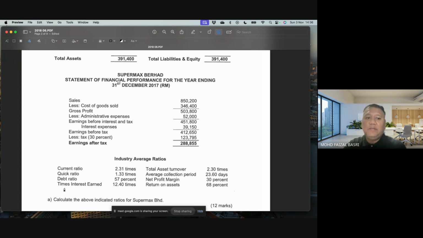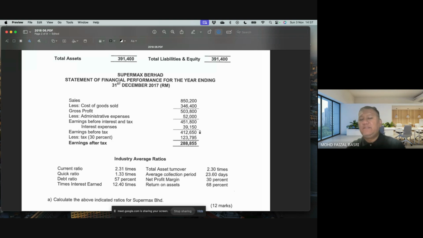So, technically, when we want to calculate times interest earned, sepatutnya information dua ni will be concurrent lah, maknanya after one information, then the next information ada dekat bawah, kat sini. Unless some question dia tak bagi interest, dia terus bagi EBT contohnya, so you have to find something hidden dalam soalan. Tapi untuk soalan ni, they give you both EBIT and interest. So very straightforward, 451,800 divide by 39,150, then you're going to get your ratio.